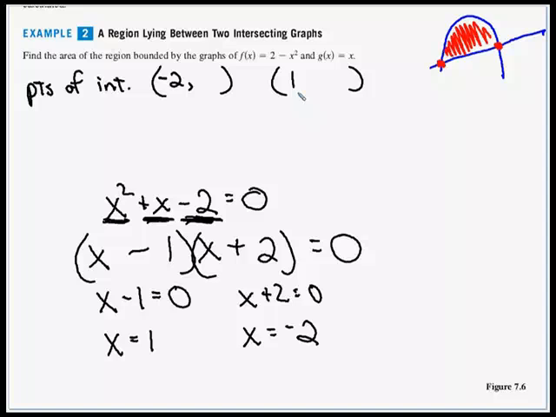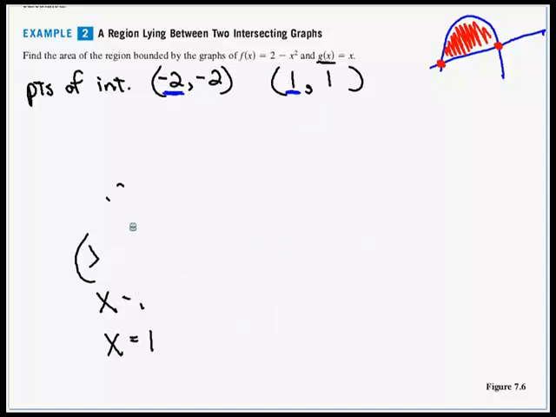So let's see, what are the y values? I don't know if we need them, but let's just find them anyway. So here we have g of x equals x or y equals x. So that's easy enough. If this is our x value, negative 2, by the g of x function, our y value would be negative 2. This x value was a 1, so y equals x for the g of x function, so this is going to be 1, 1. There are the points where our graphs intersect, and the important ones are the x values. Those will be the lower and upper limits of our definite integral.